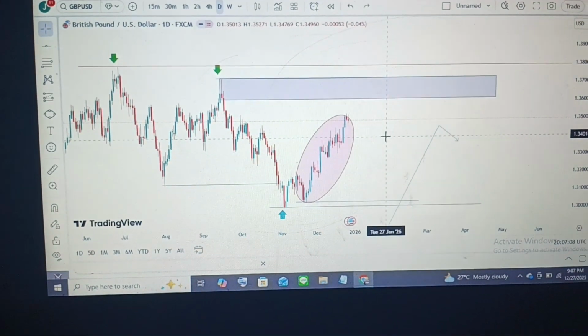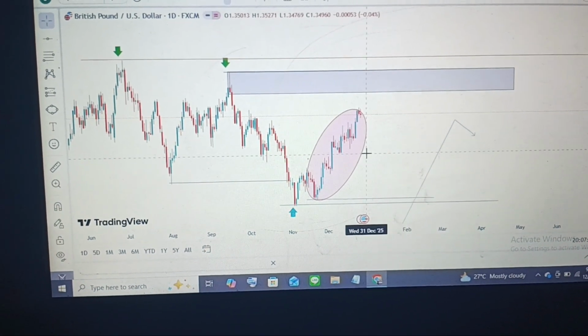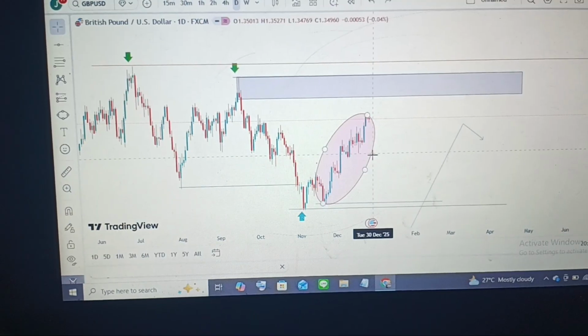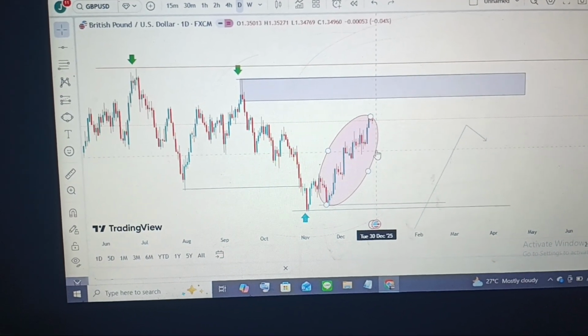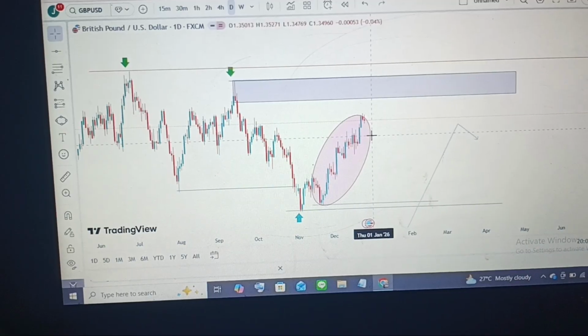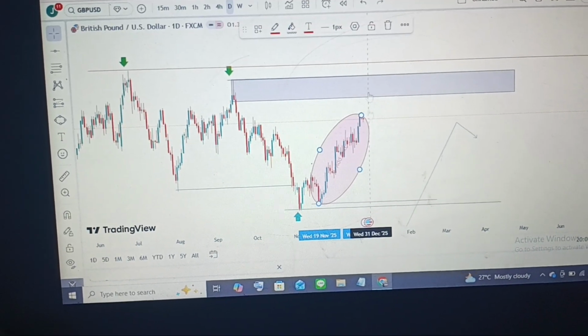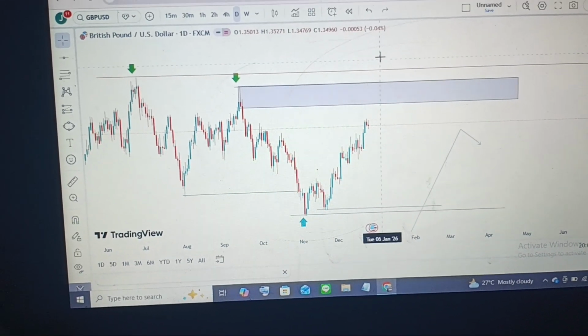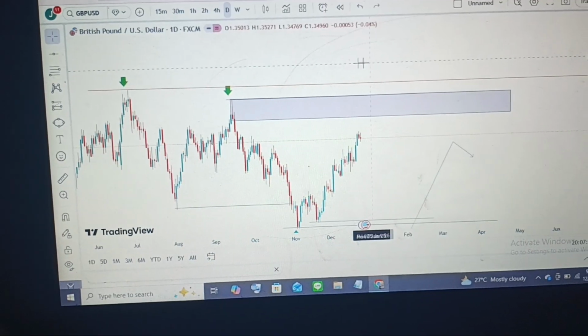So what I want to point out here is, since we already know that this is the bullish push, the next thing we want to do is scale down to the lower time frame.